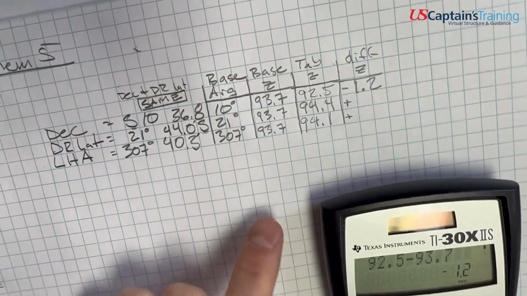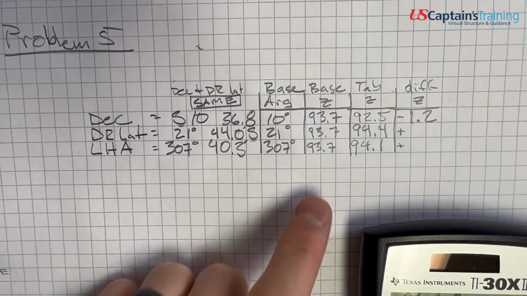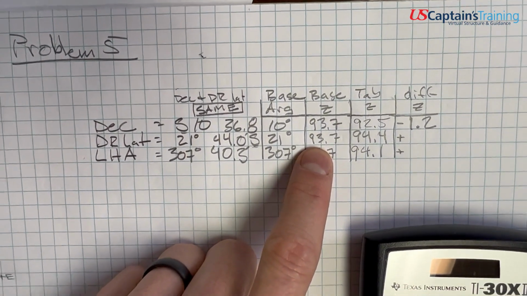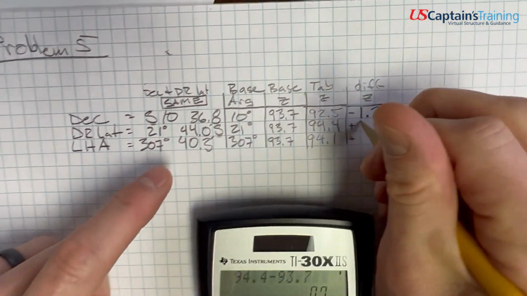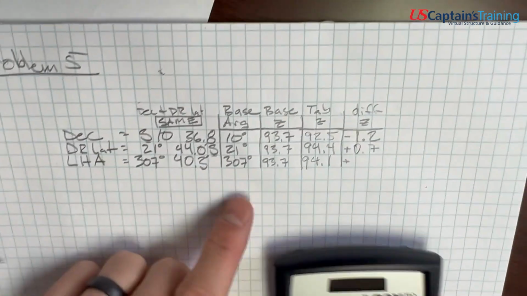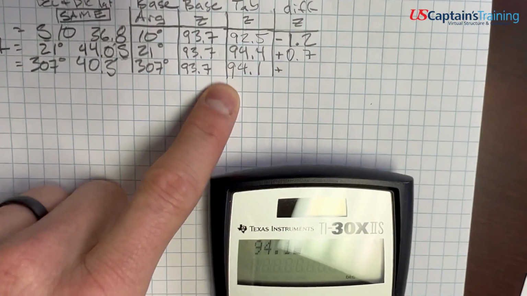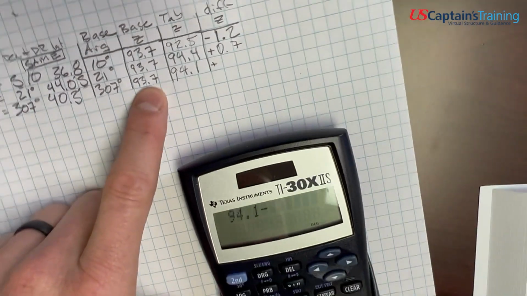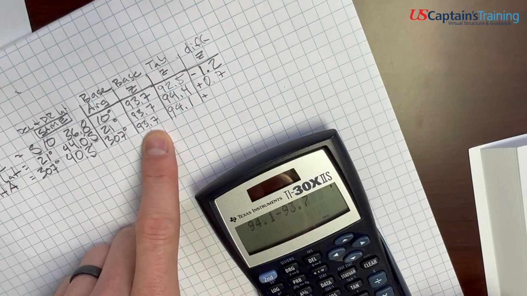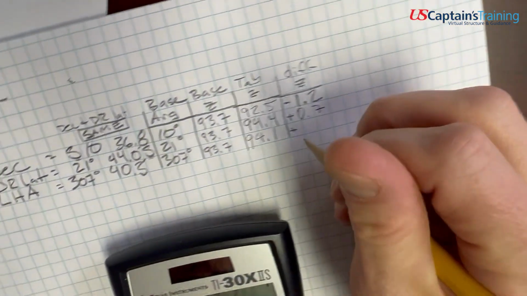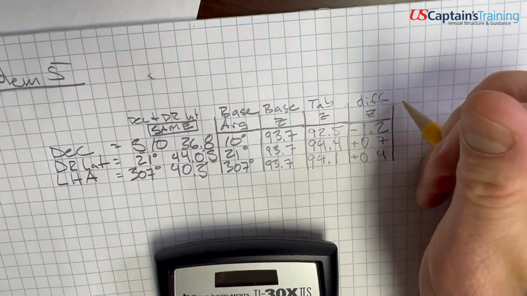Do this one. 94.4 minus 93.7 equals 0.7. One last one. 94.1 minus 93.7 equals 0.4. And now we can find the correction.